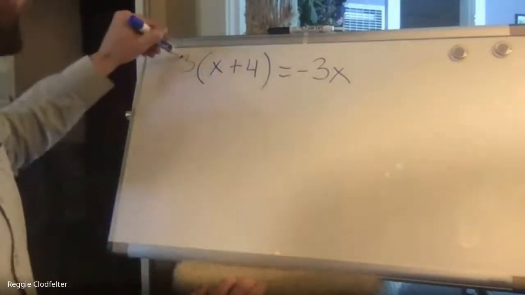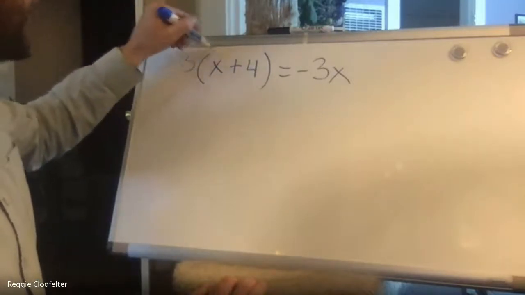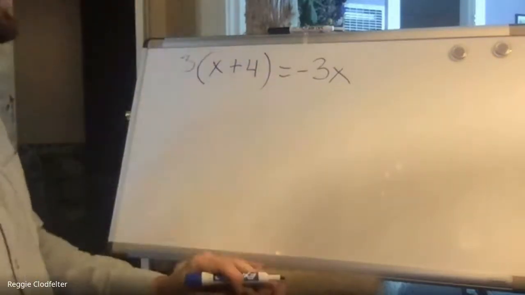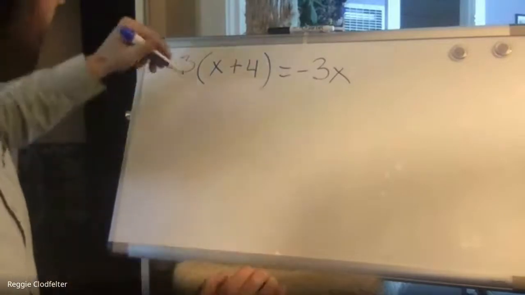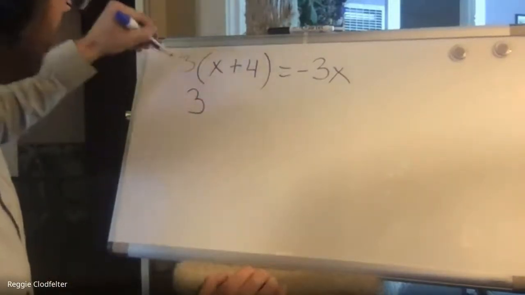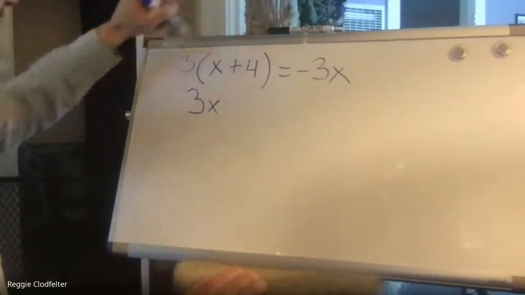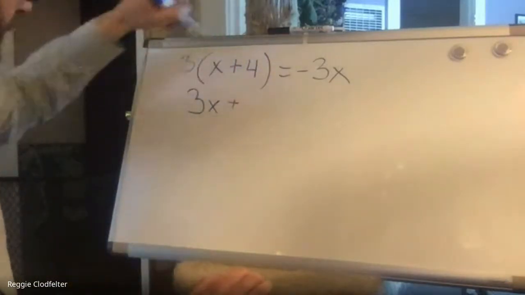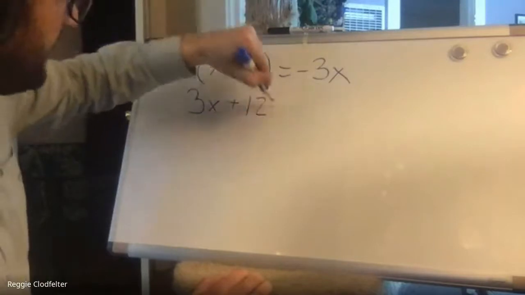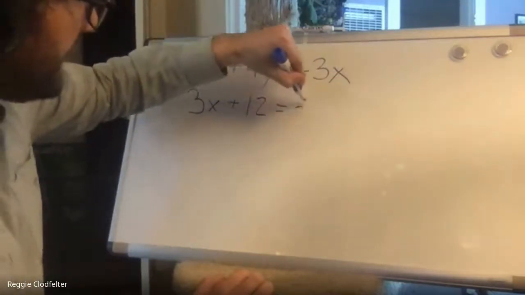you can multiply the 3 times the x and times the plus 4. That's going to give you 3 times x is 3x plus 3 times 4 is 12. 3x plus 12 equals negative 3x.